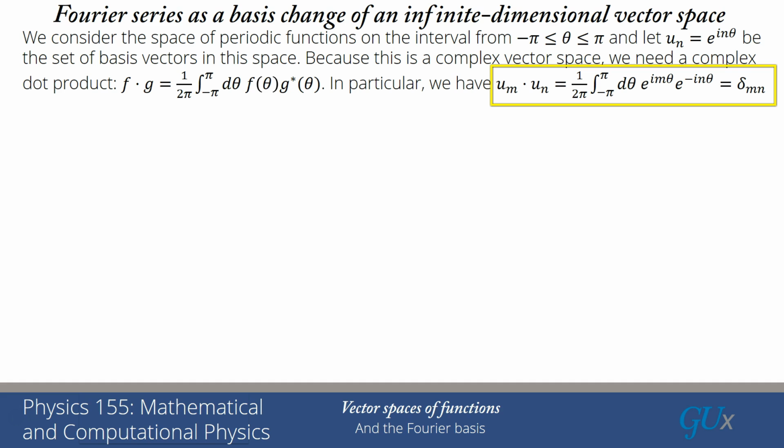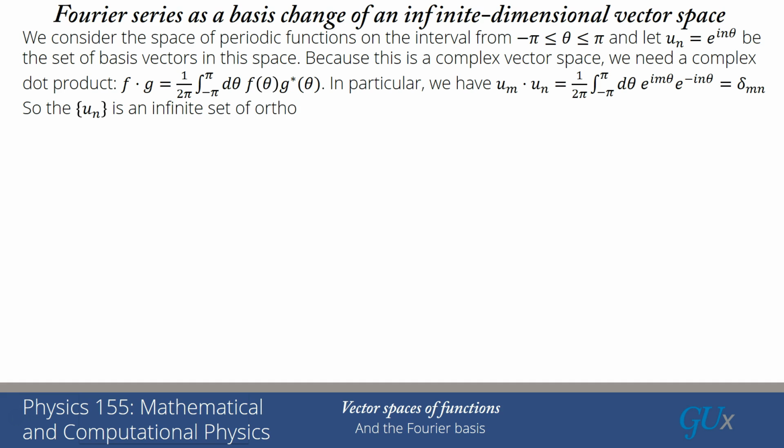It's equal to 1. So we get this Kronecker delta function, delta mn. If you remember, that function is equal to 0 if m does not equal n, and it's equal to 1 if m is equal to n. So this set of functions un, where n is going from minus infinity to plus infinity, is an infinite set of orthonormal basis vectors in the space given by this dot product that we've just been discussing.